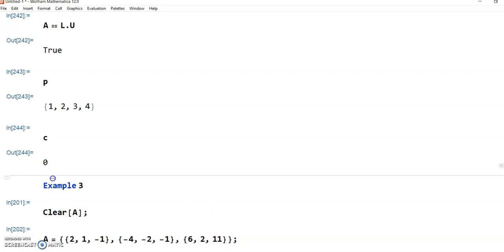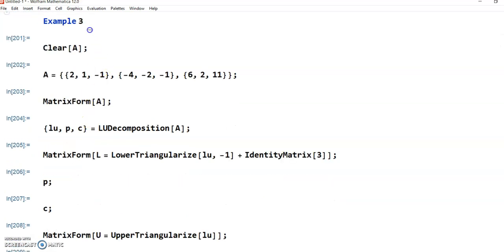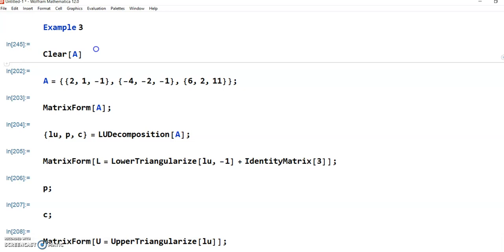So which means that the matrix which we have used is very well conditioned for the LU factorization. Okay, so that was the 4 by 4 matrix. Example 3. Now this example 3 will be a little bit different. Just to be on the safer side, I have cleared the value of A, so that we may not accidentally be using the previous values of A.